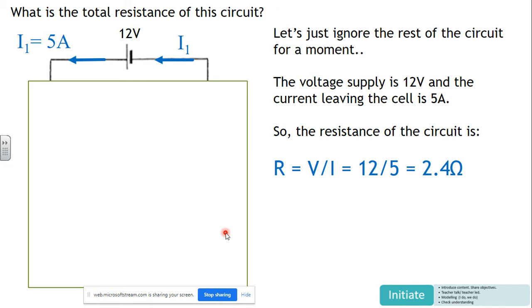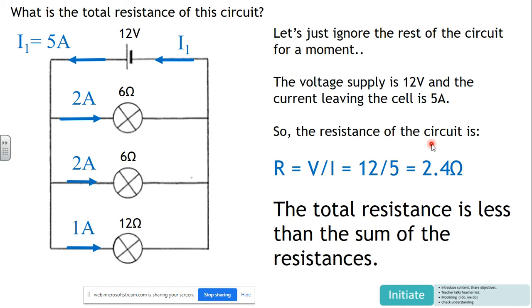Now the way to think about this is that I'm ignoring the whole of that circuit. All that bottom bit, I'm ignoring it, because I've got a cell that's supplying 12 volts and it's giving out 5 amps. And I know that resistance equals voltage divided by current. I've got 12 volts, 5 amps. So therefore the resistance is 2.4 ohms.